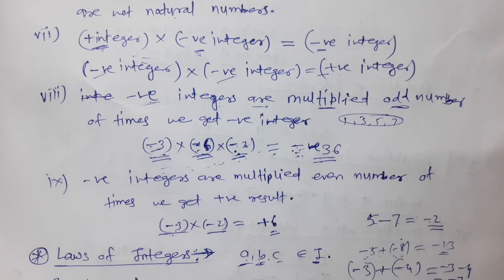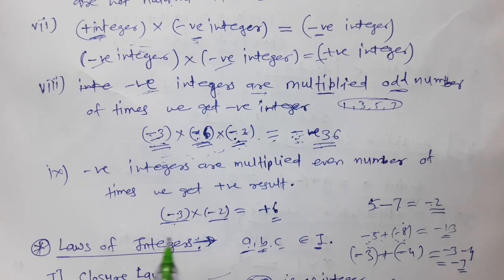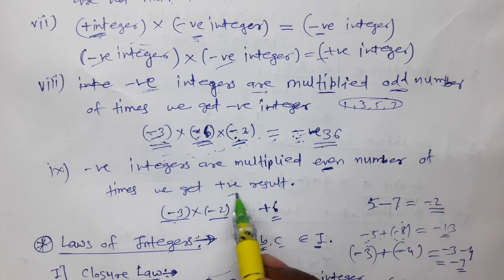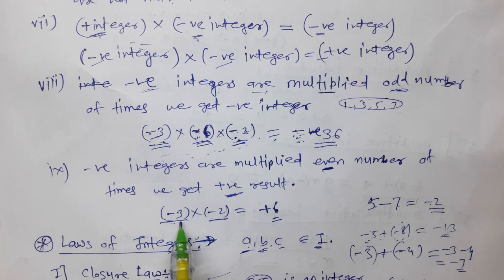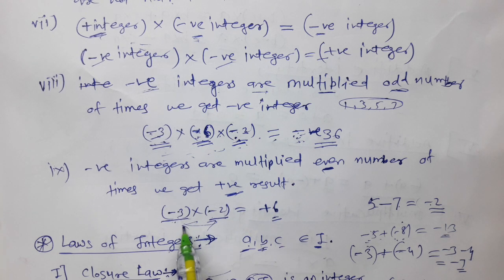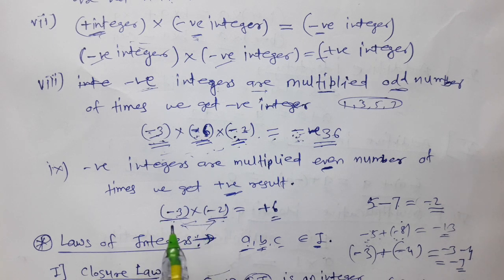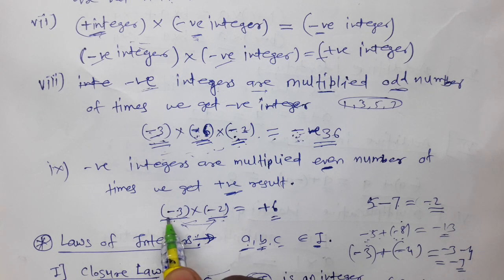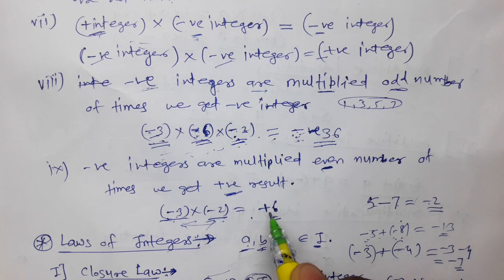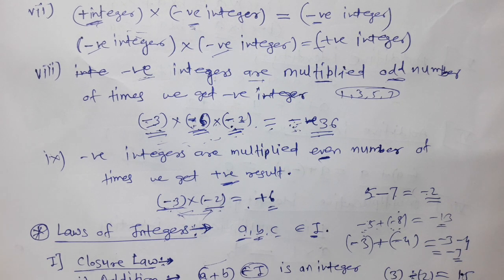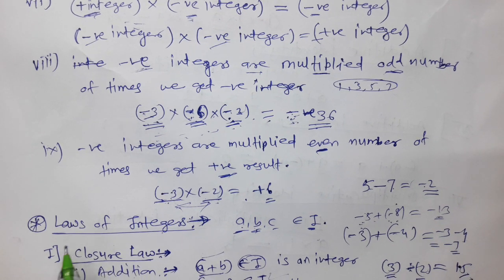If we take a negative integer an odd number of times and multiply, the result is negative. If we take an even number of negative integers, then we will get a positive result. One example: if we take a negative integer 2 times and multiply them, we will get a positive number. If we take negative integers 4 times, their multiplication will be positive. If we take negative integers 6 times, their multiplication will be positive. Next point is the laws of integers.